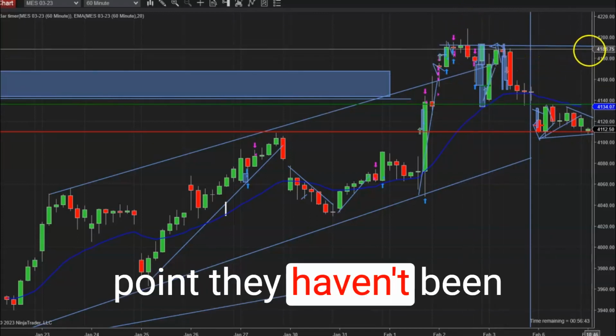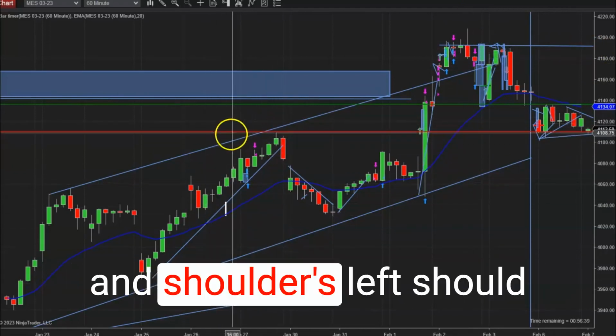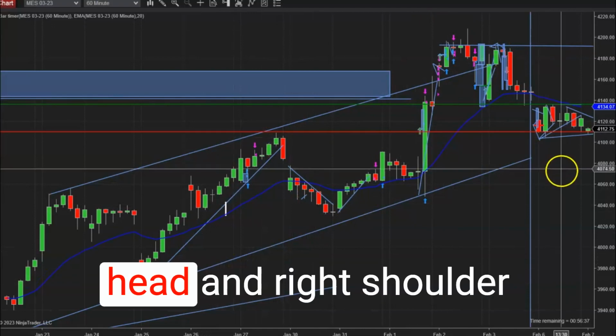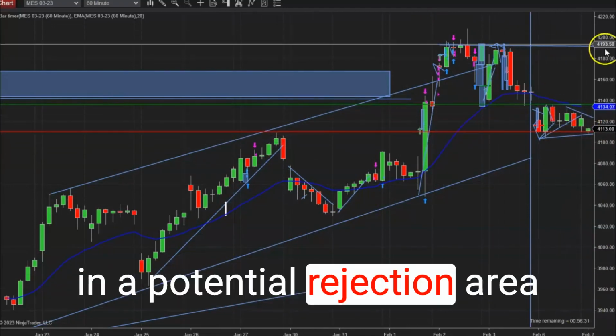And since that point, they haven't been able to get above that. So again, we could be developing a head and shoulders: left shoulder, head, and right shoulder. This could be a potential short to come down here, a potential rejection area.